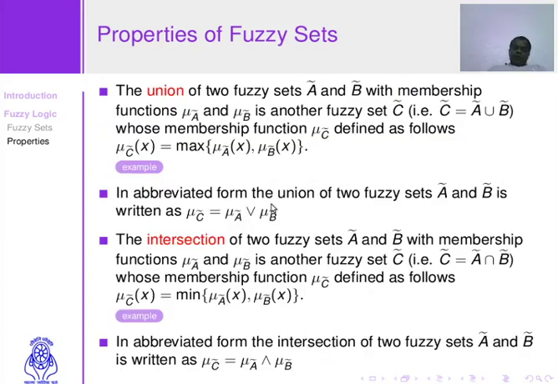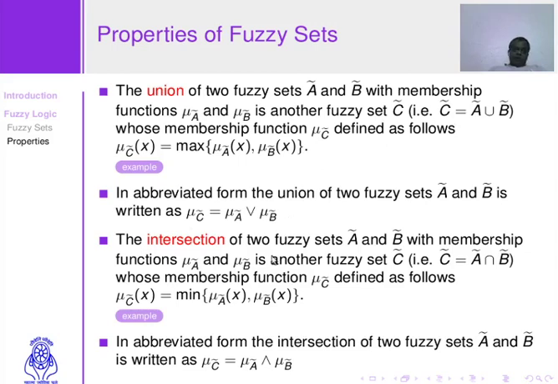In abbreviated form, the union of two fuzzy sets can be written as follows, that is, the membership function of the union is written with the help of this mathematical equation. So this equation and this one both are representing the same thing.